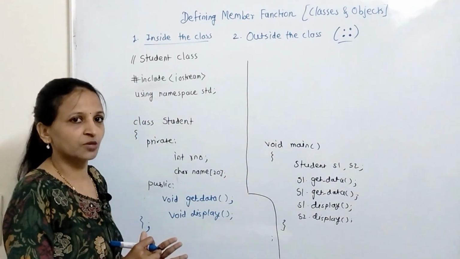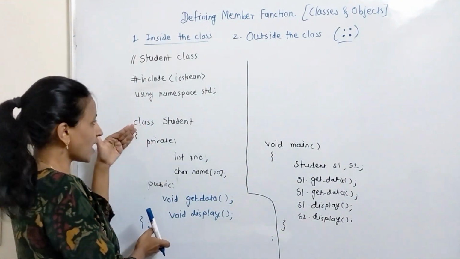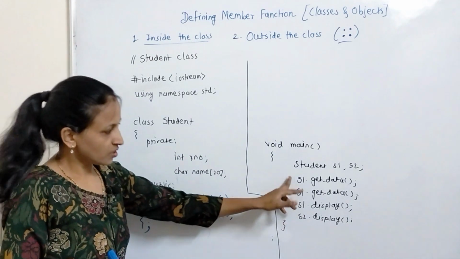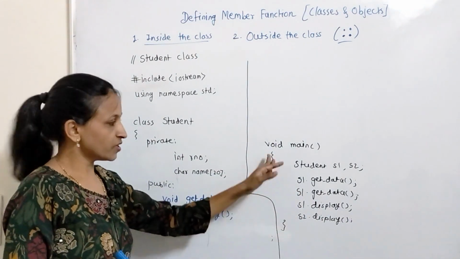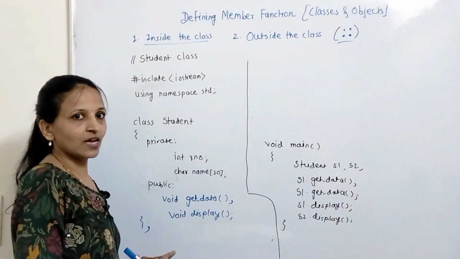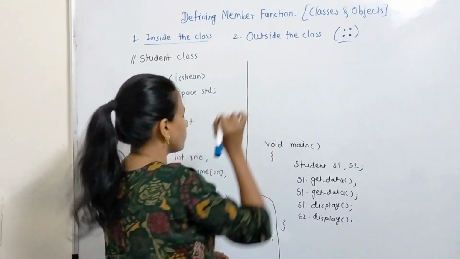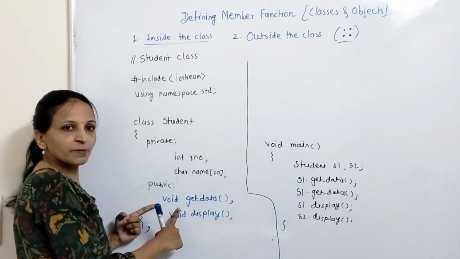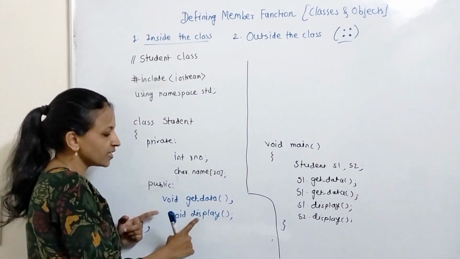There is no restriction because we have already declared it. This class declaration should be before main, because in main we are just using that class. Now here I am going to define both member functions. The first member function is get data, and the second is display.